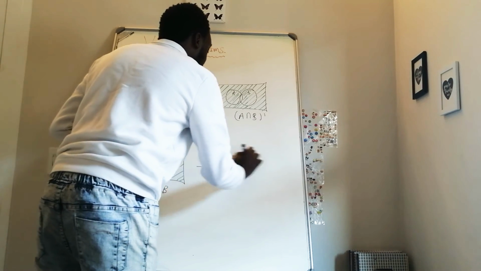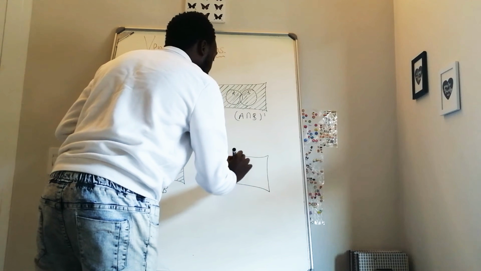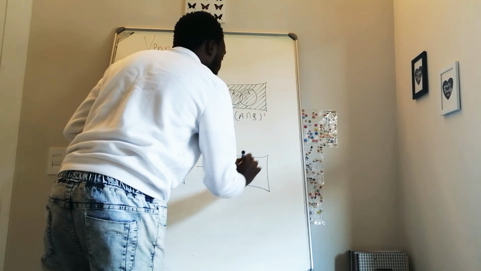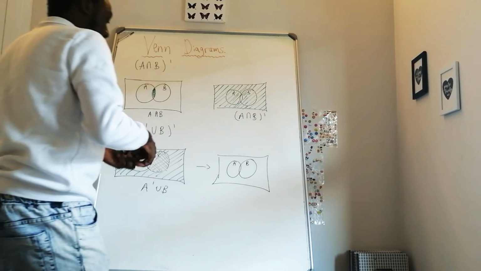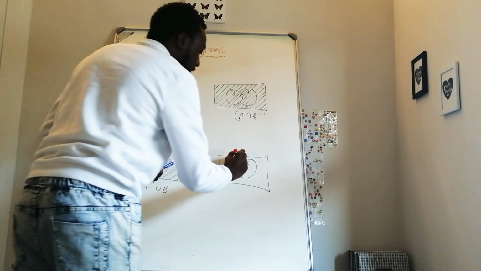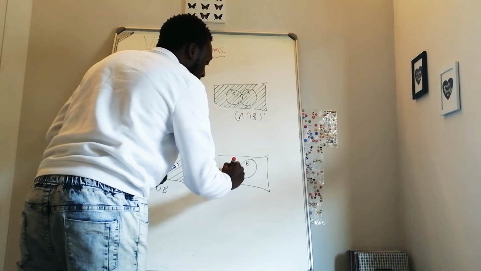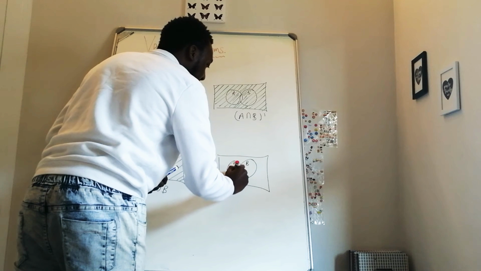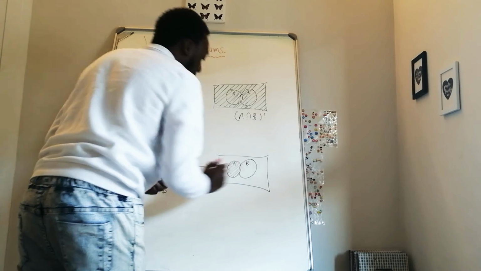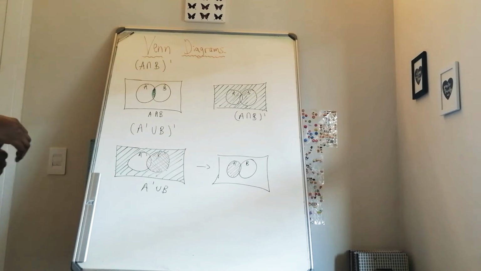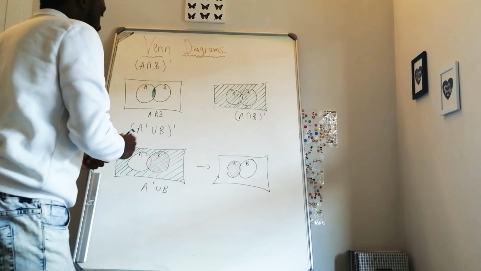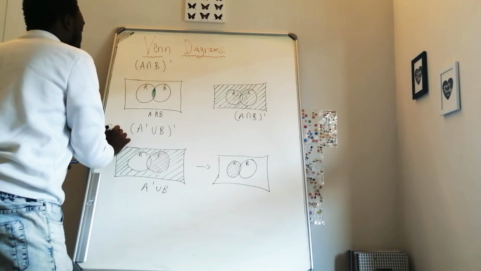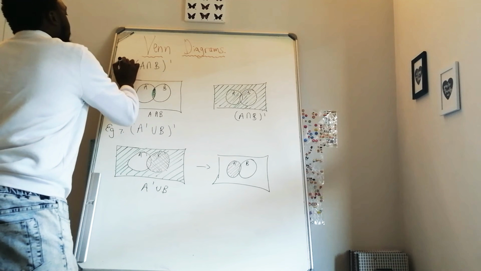So the complement of that one will look like this, where A and B. Only thing I need to shade is this A. So that's how it looks, right? That's number 7, example 7. This is number 5.